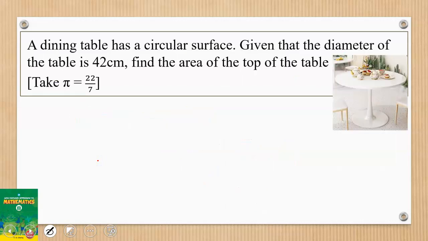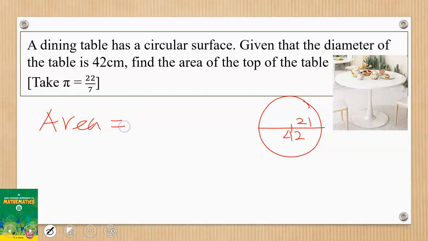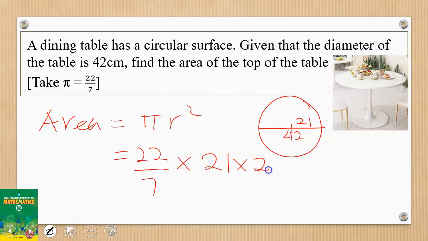Let's take another example and see. Example 2. A dining table has a circular surface. Given that the diameter of the table is 42 centimeters, find the area of the top of the table. Okay, so we are still finding the area of a circle because the dining table has a circular surface. This time around, the dining table has a diameter of 42, which means the radius is half of 42, which will give us 21. And so using our area of a circle, which is pi r squared, we know our pi to be 22 divided by 7, and our radius is going to be 21 times 21.